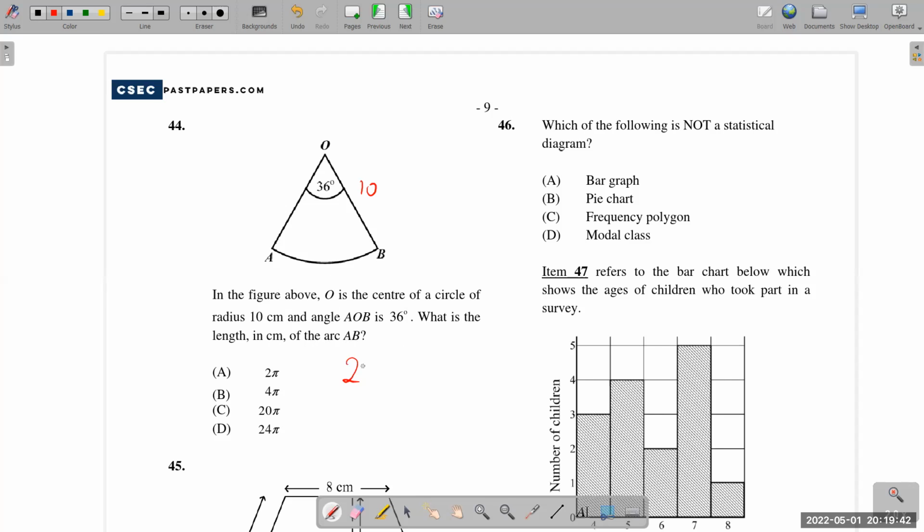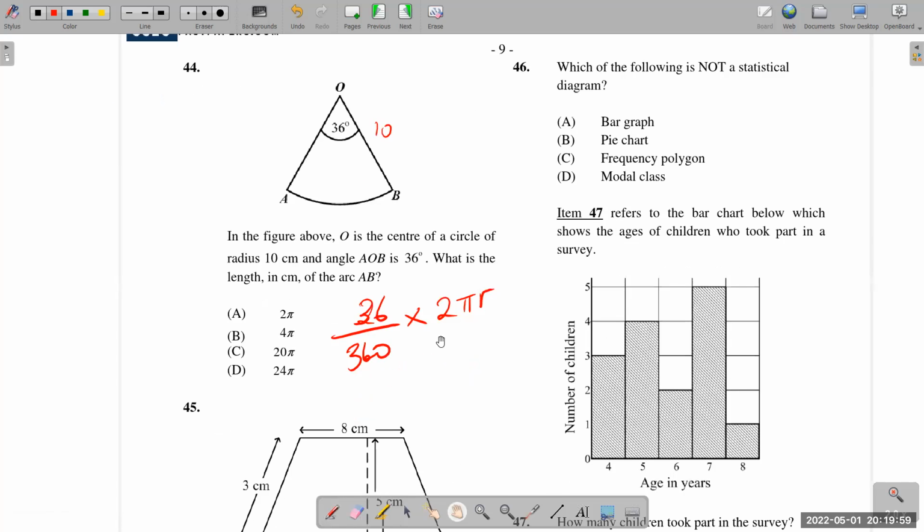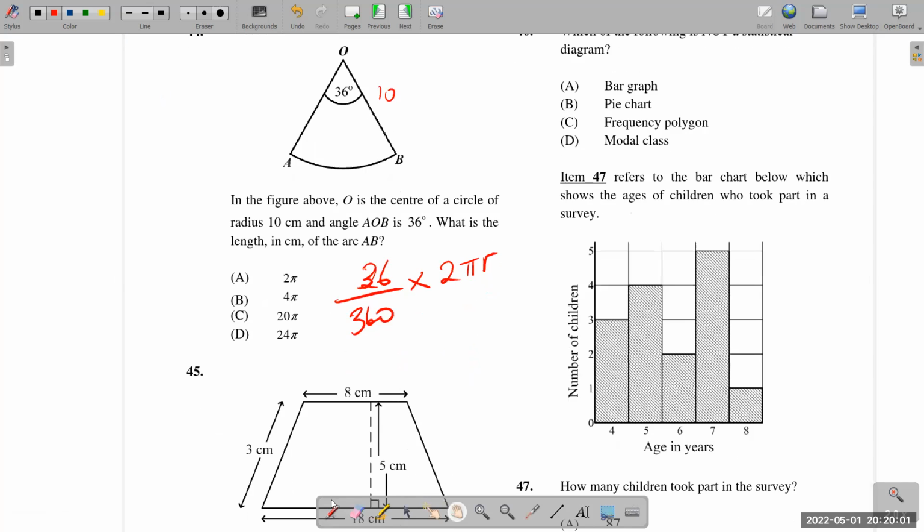The arc AB. Okay, the arc AB is 36 over 360, right? Times the whole entire circumference. What is the circumference? 2 pi r. Everybody see that? Everybody agree with that? So what is this going to end up being? 36 and 36 can cancel once. This could cancel 10 times, right? And then r is 10. So you're saying 1 over 10 times 2 pi times 10. That's the same thing as saying 2 pi 10 over 10. You cancel these two things, and you're going to end up with 2 pi.